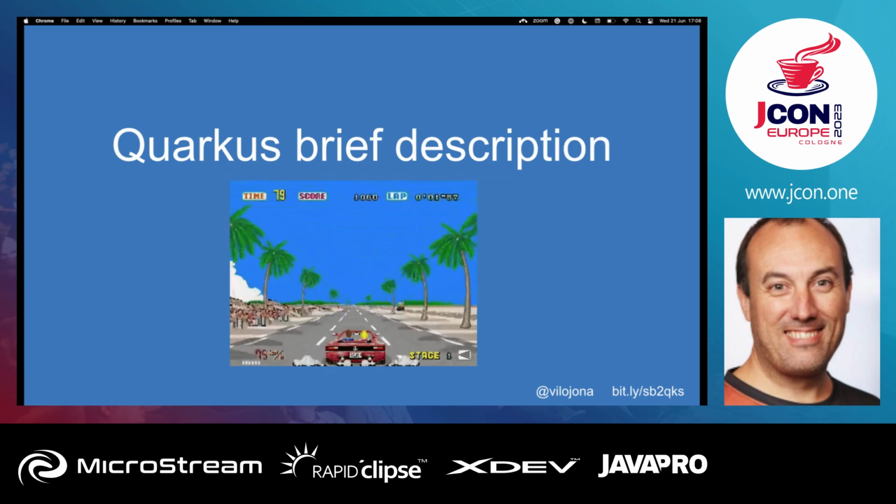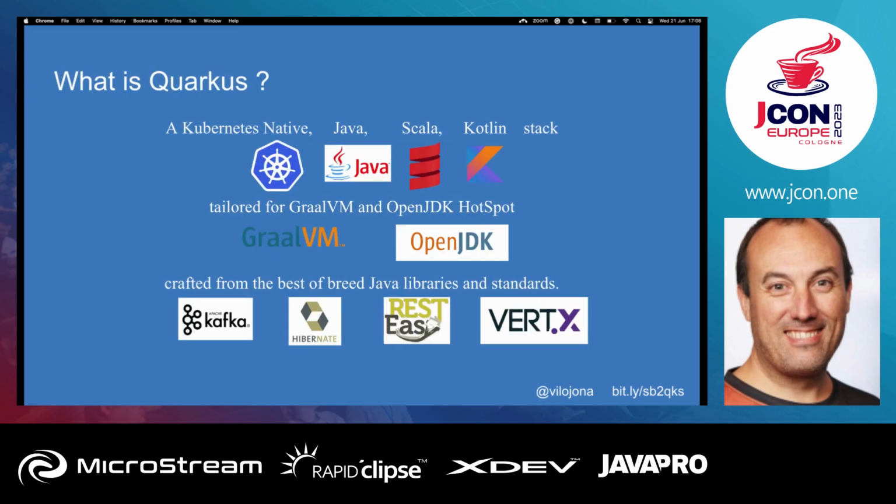So let's start with a brief description about Quarkus. Basically, Quarkus is a native stack that you can use with Java, Kotlin, or Scala. From the very beginning, it is designed with Kubernetes in mind. So it's going to produce native artifacts using GraalVM or HotSpot, the regular JVM artifacts that need a JVM to run. But also an important thing about Quarkus is that it is using standard libraries. So it's using Kafka or Hibernate or RESTEasy or Vert.x. We will see some of them. But it's not reinventing the wheel, so you don't need to learn new tricks.